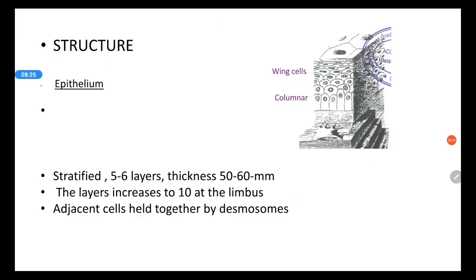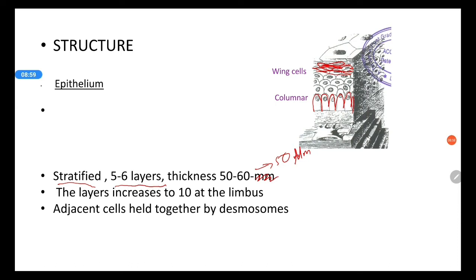To understand the epithelium, you should know that there are superficial flatter epithelial cells which are called the wing cells, and the lower layers are columnar epithelial cells. It is a stratified layer formed of 5 to 6 layers with a thickness of 50 microns.